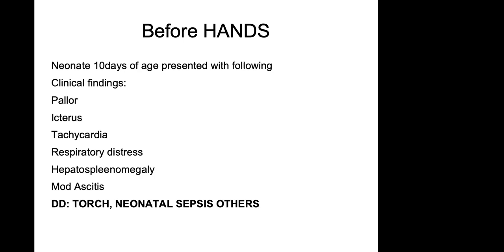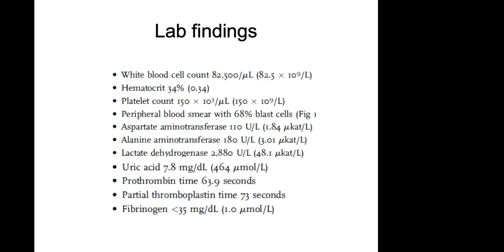So he had a neonate of 10 days old. He presented with pallor, icterus is there. He was tachycardic. There is respiratory distress requiring oxygen support, and hepatosplenomegaly, and also having ascites. So they have ruled out, I think, TORCH, neonatal sepsis, and others. But simultaneously, as a routine, they have done a lab workup, and what they found is hyperleukocytosis.